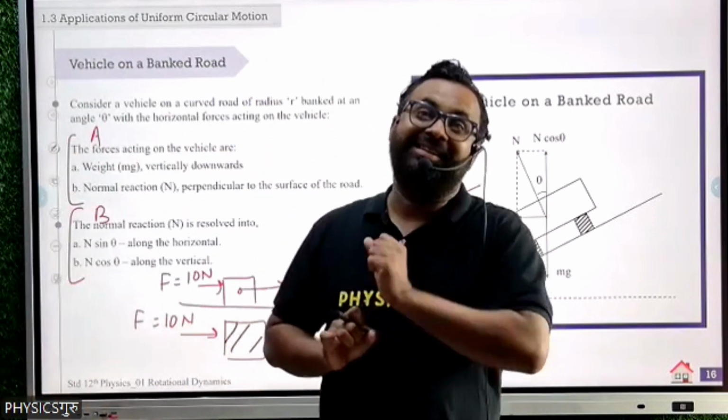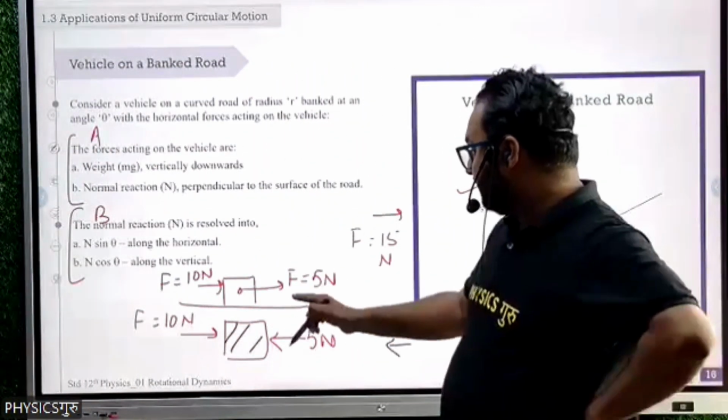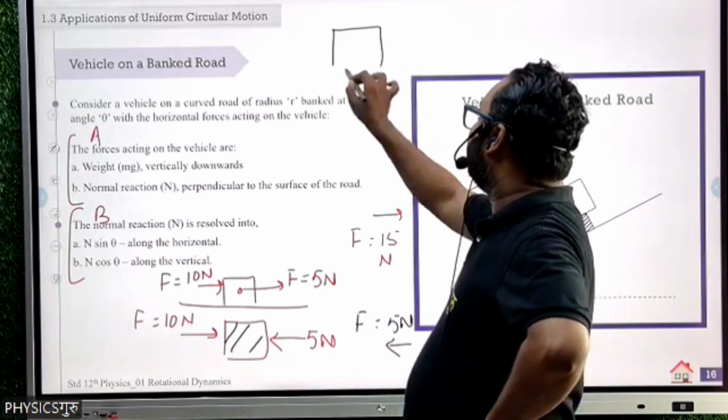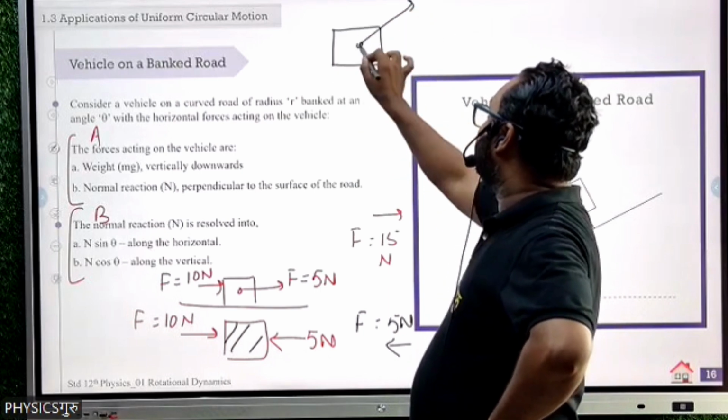But problem कब आती है? Problem तब आती है जब ये force ऐसे लग जाता है. ऐसे लग रहा है, सिर्फ 30 डिग्री एंगल को.